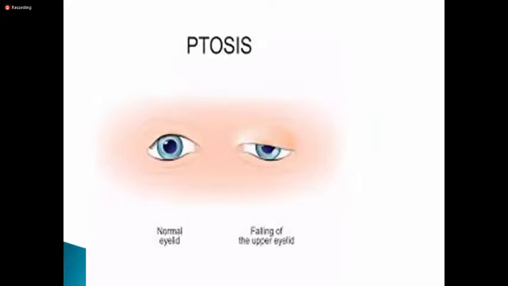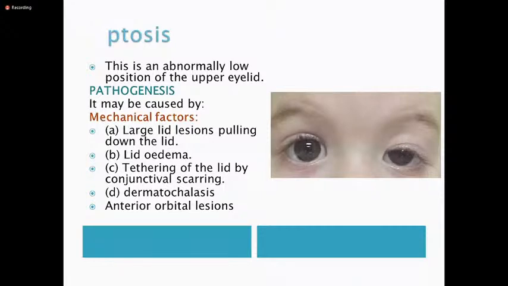Ptosis is a drooping of the upper eyelid. So it is an abnormally low position of the upper eyelid. There are several types of ptosis, depending on the etiology. This is an etiological classification of ptosis. So one etiological factor is a mechanical factor. Mechanical means either the eyelid is too heavy or it is being pulled down by something.